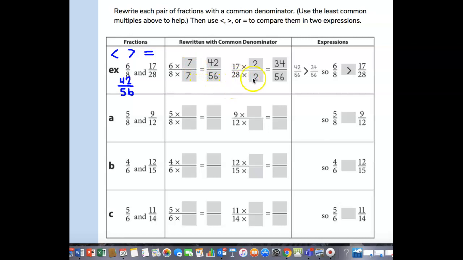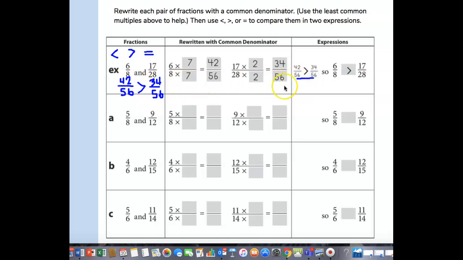All right, so 28 times 2 we knew was 56. Whatever we do to the bottom, we have to do to the top, and we get 34. So now that they are the same denominator, now we can compare them. We don't do anything with the 56. All we're going to do is look at the two top numbers. 42 is greater than 34. Okay, so that's why we have this.